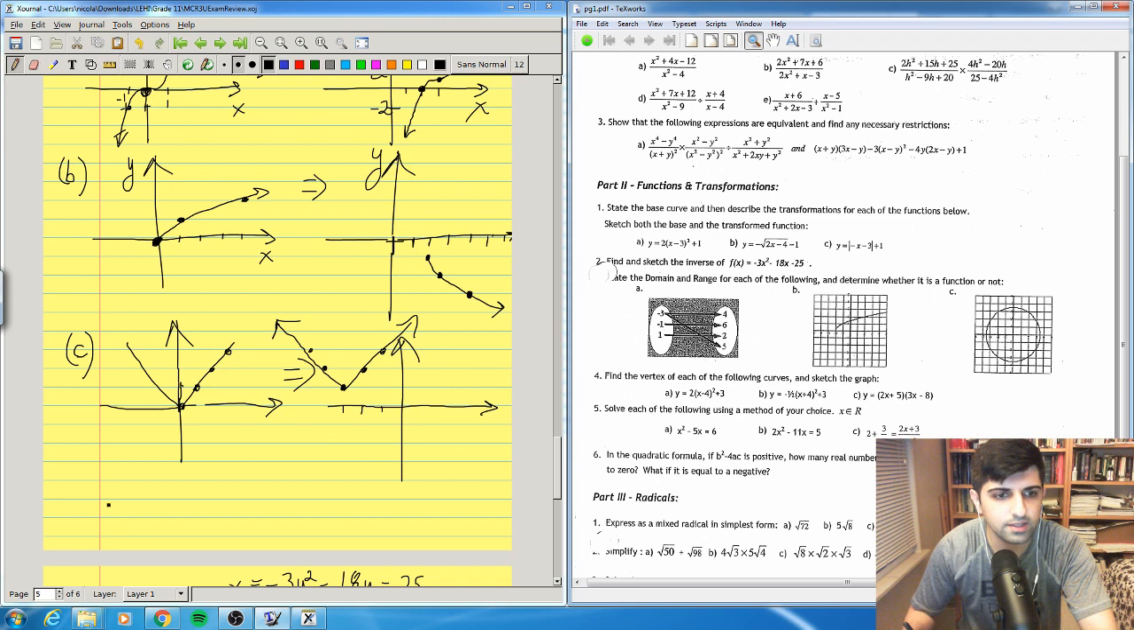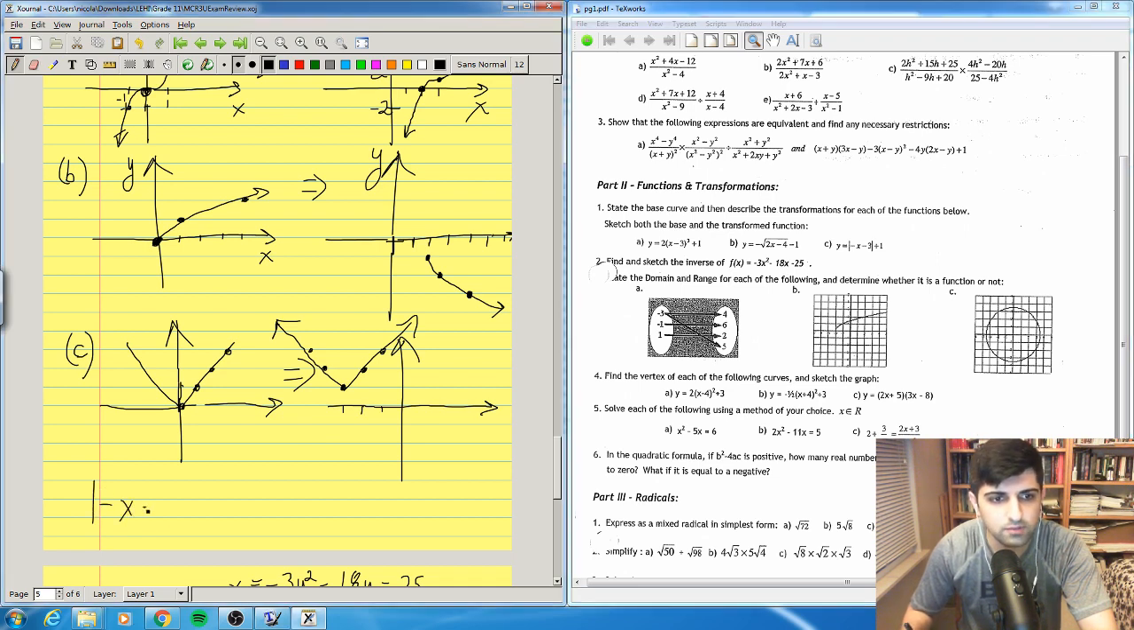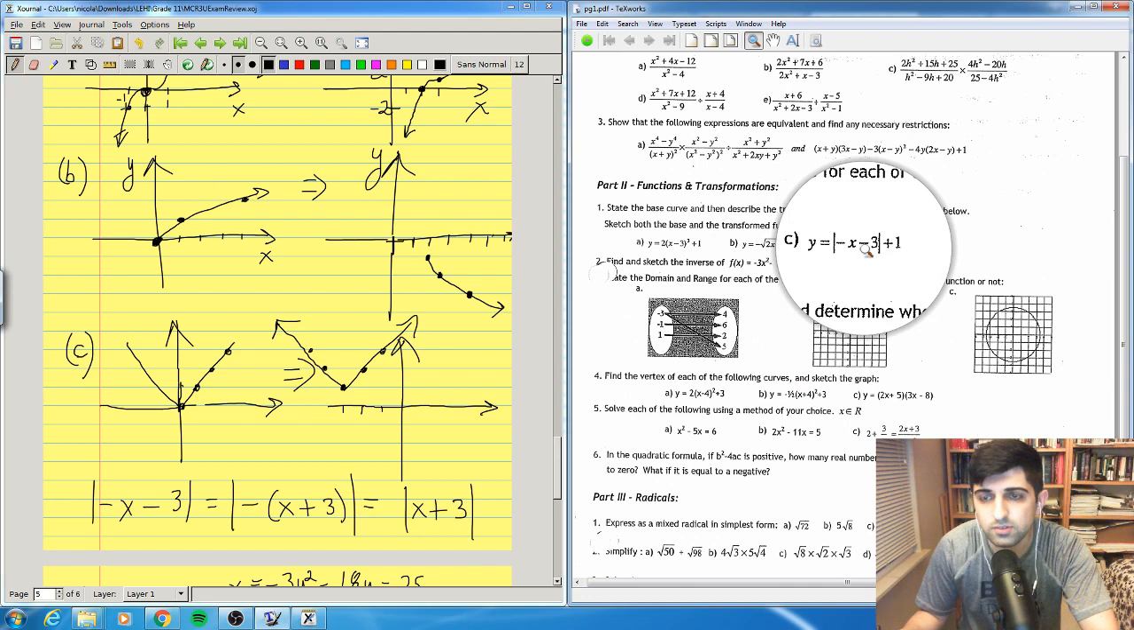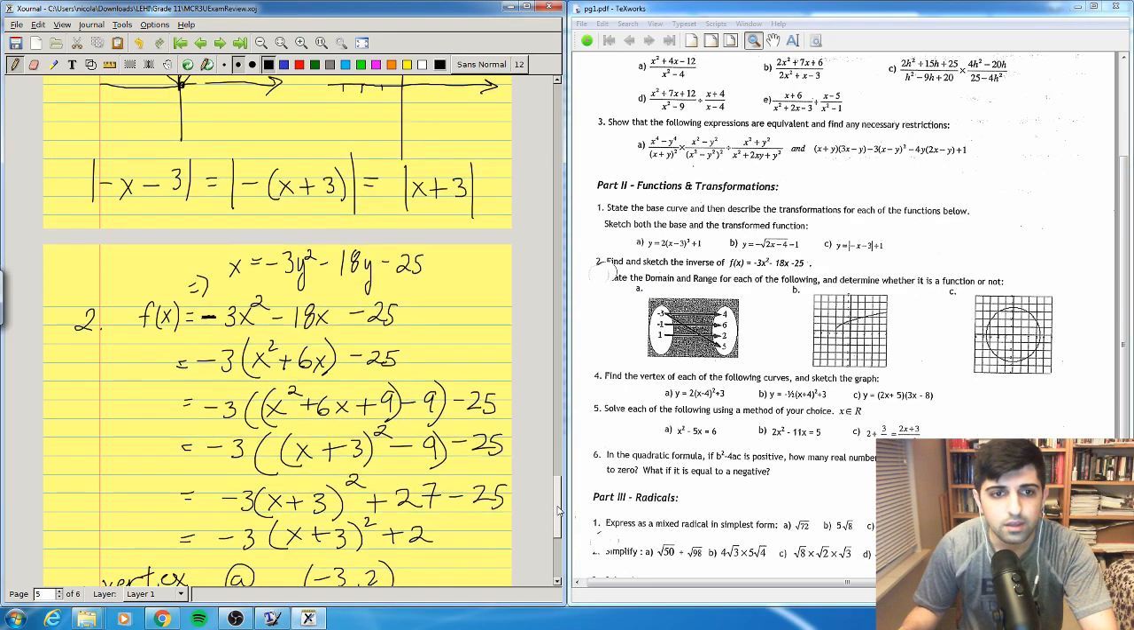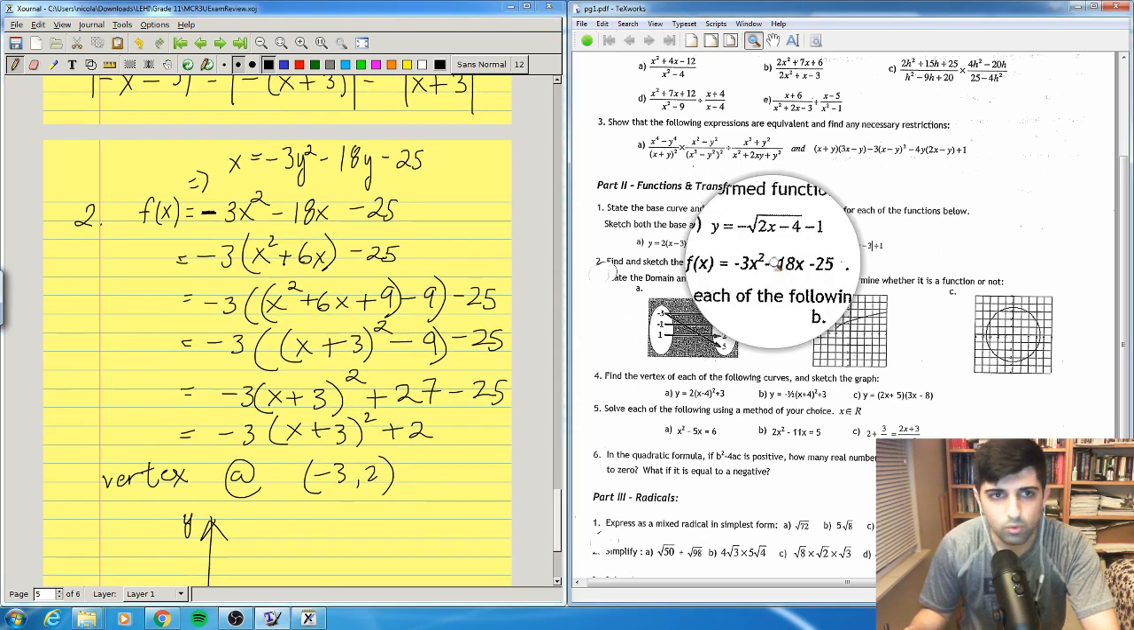So let me write that out just in case. So the absolute value of x minus 3 equals the absolute value of x plus 3 times a negative, and that negative gets swallowed up by the absolute value sign. So it's really just the absolute value of x plus 3 plus 1. That's it. So what that means is take this guy, shift to the left by 3 and up by 1, and then you're good, right? So that's that plot.